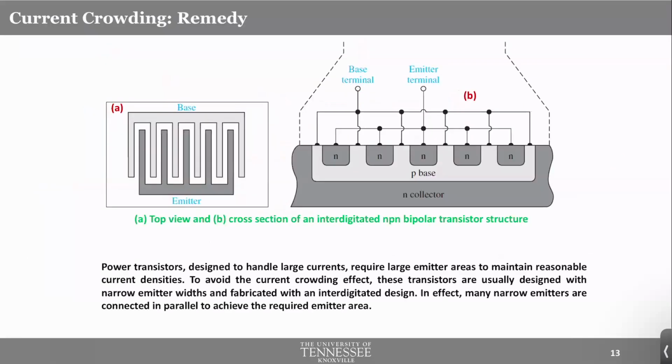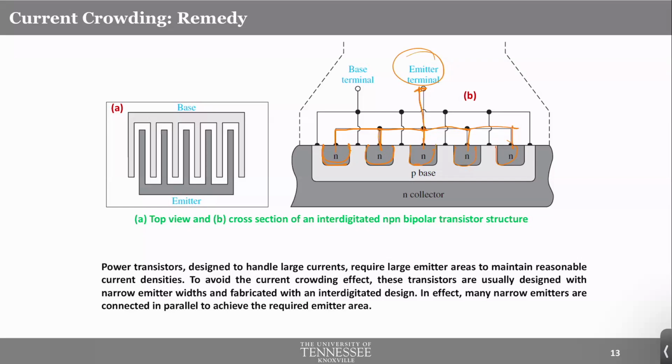To avoid that current crowding, people often use intelligent geometry in BJT design, especially for power BJTs. So for BJTs that need to provide high current, this crowding effect could be detrimental, because it could lead to dramatic heating up of the device and eventually damage it. So for that, instead of using one emitter, we break it down into smaller chunks like this. And all of these chunks are actually connected to each other. Notice these are all connected. So essentially they are one emitter.